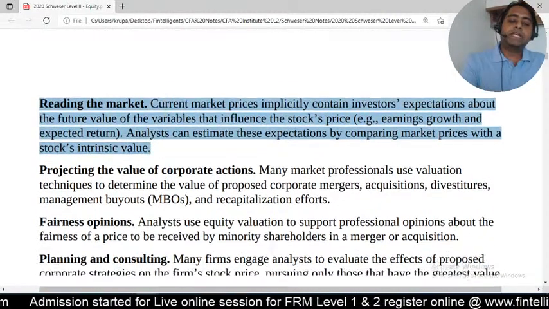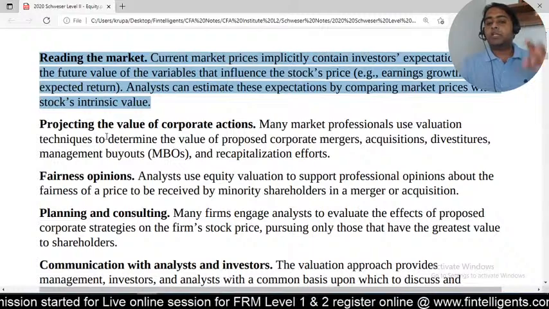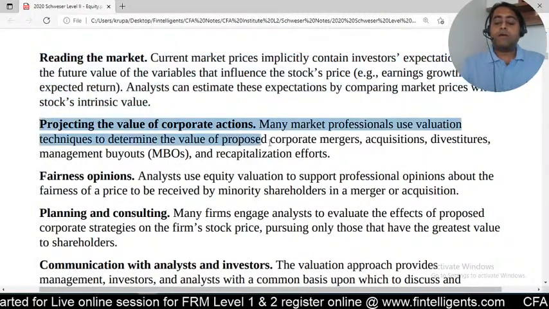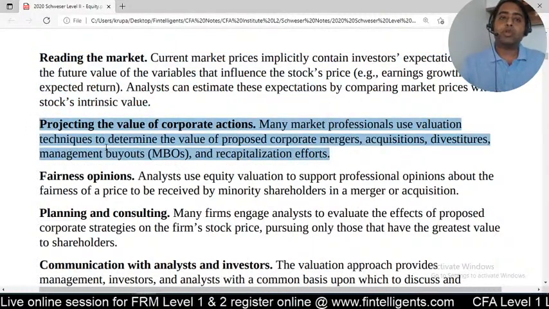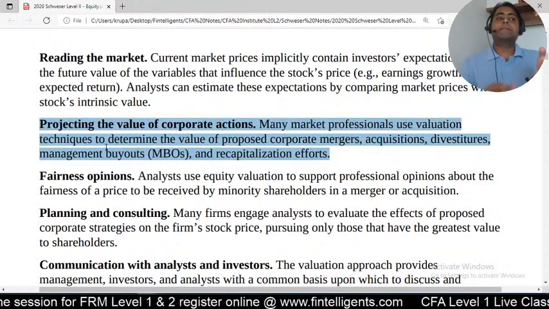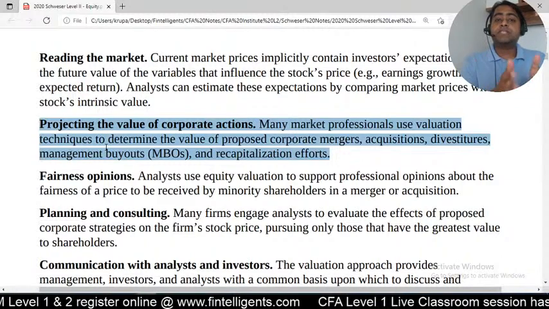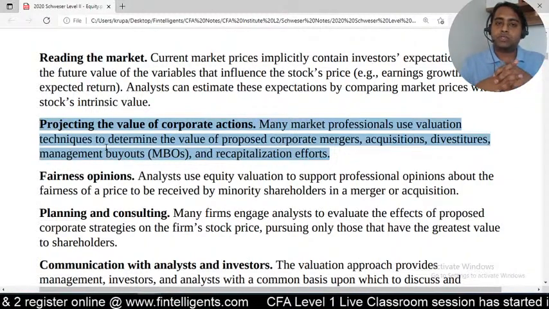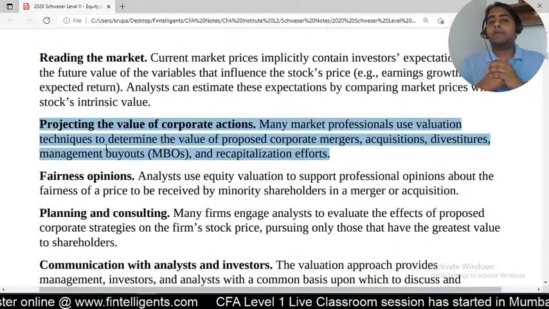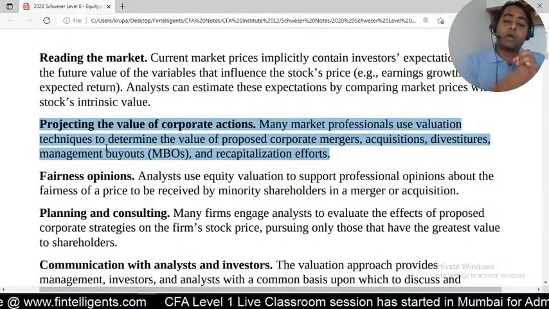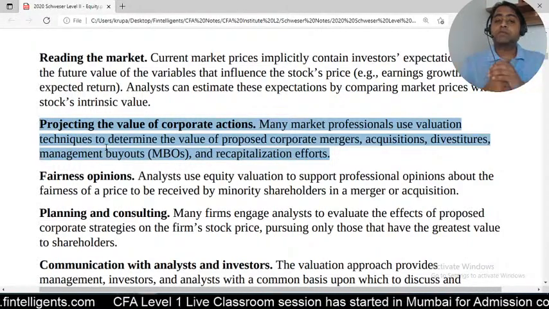Reading the market. Projecting the value. Next point, projecting the value of a corporate action. Now, why do we do equity valuation also? To understand if there is a particular corporate event that is going to happen. For example, a big restructuring is going to happen in the organization, a merger is going to happen with some other organization, or some other company is going to acquire you. Some bigger corporate event is going to happen.